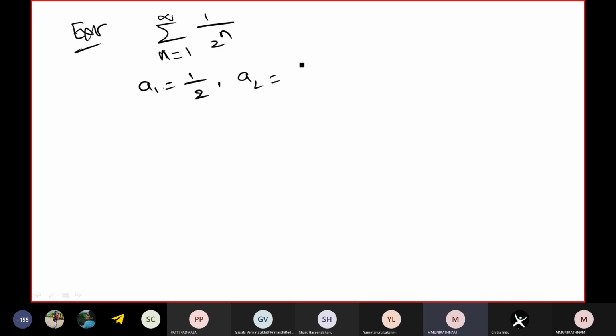So, example, write down: sum of i equal to 1 to infinity, or n equal to 1 to infinity, 1 by 2 power n. So what is a1 here? Anyone? What is a2? 1 by 4, sir. What is a3? And so on.